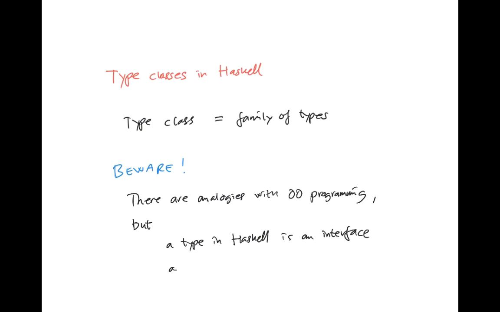Whereas a class in an OO language is really a prototype object. If you instantiate a class in an object-oriented programming language, you get an object. But you cannot instantiate types, and you're not meant to instantiate types. And type classes are not classes. A type class is a family of types. So please, please, please do not try to push the analogy too far.